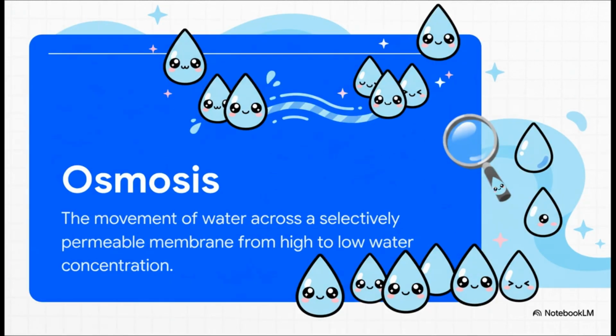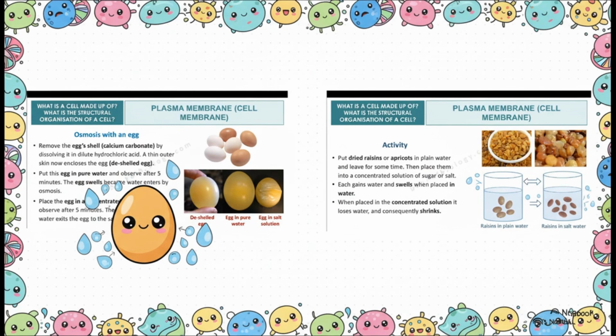And one of the most important jobs that membrane has is managing osmosis. This is all about the movement of water. You see, water is absolutely essential for life, and it's always moving across the membrane to try and balance things out. It naturally flows from where there's a lot of it to where there's less of it. Simple as that.